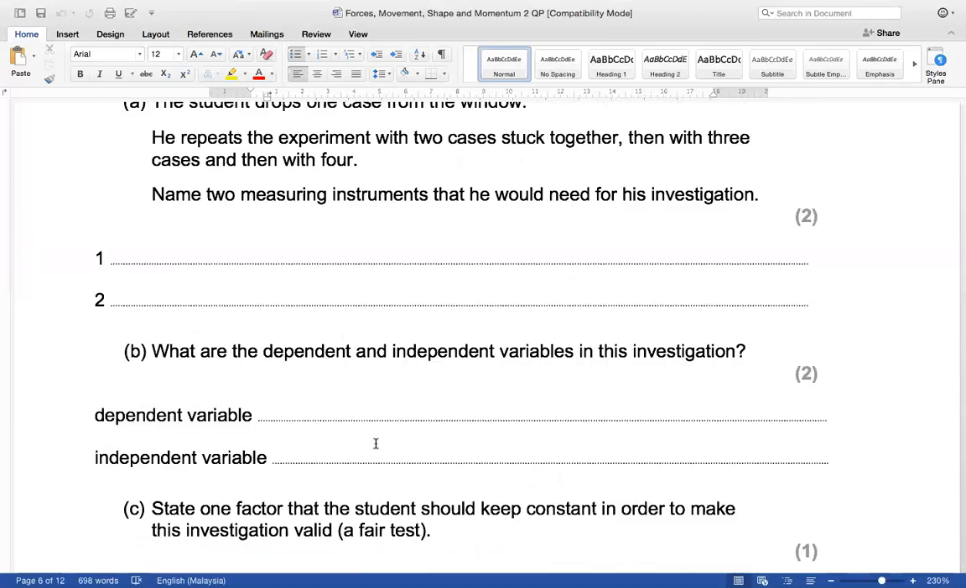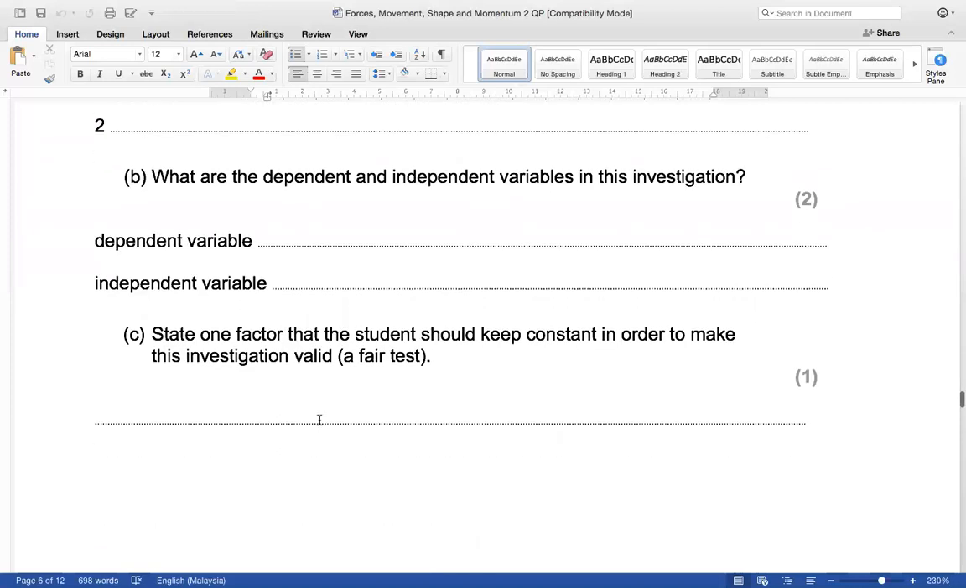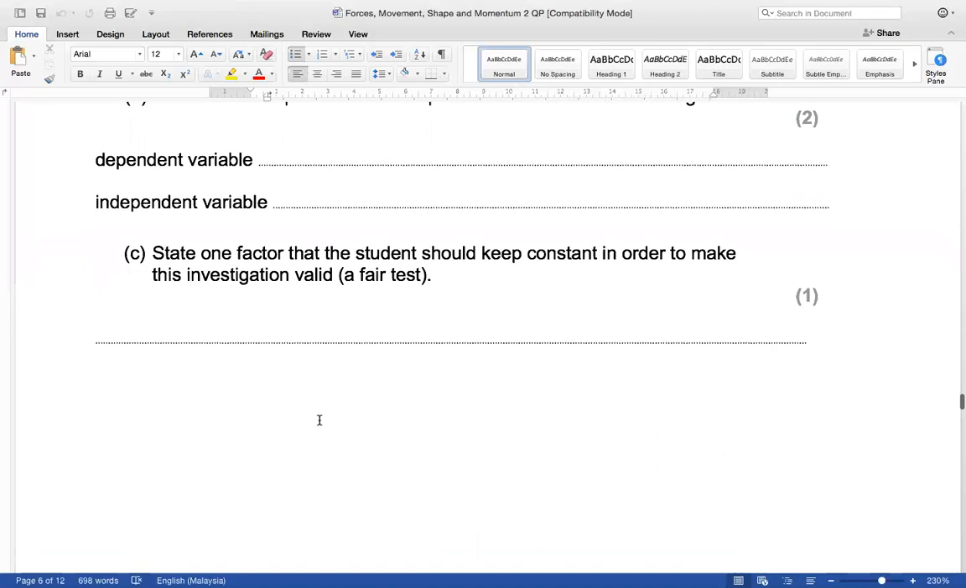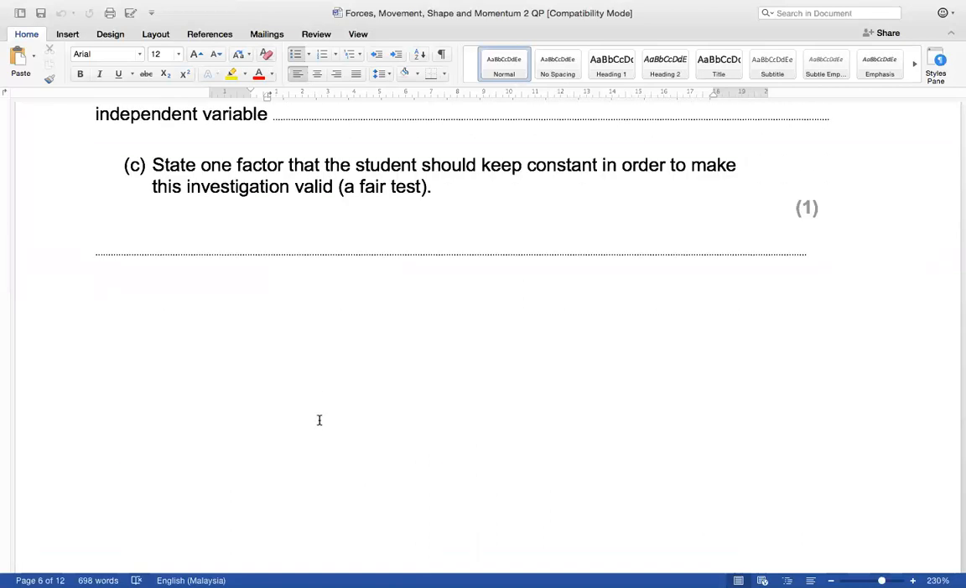Okay, so the independent variable is the mass of cupcake cases. The dependent variable is the time taken for the fall of the cupcake cases. Okay, state one factor that the student should keep constant in order to make this investigation fair. What must be kept constant?